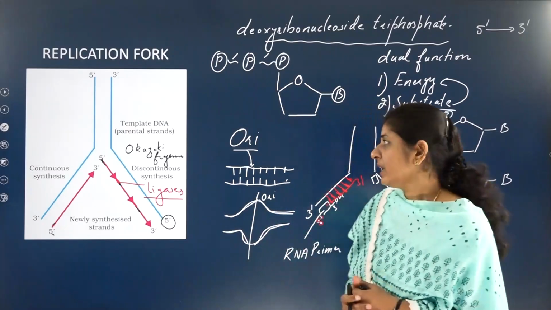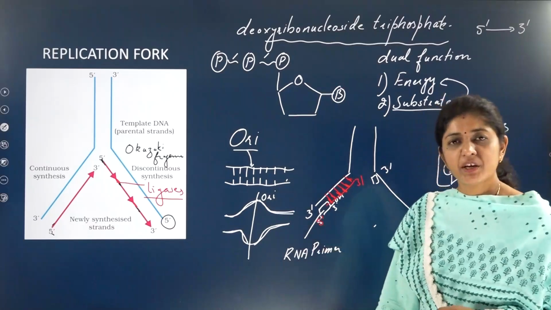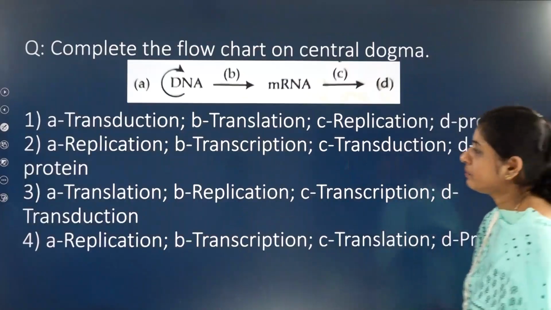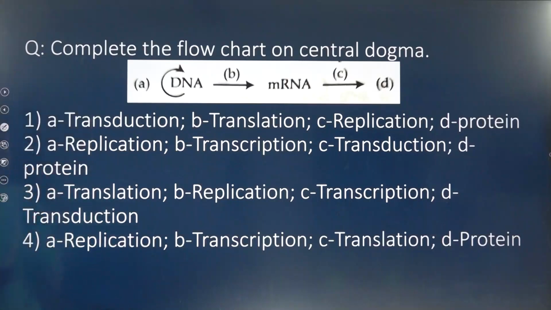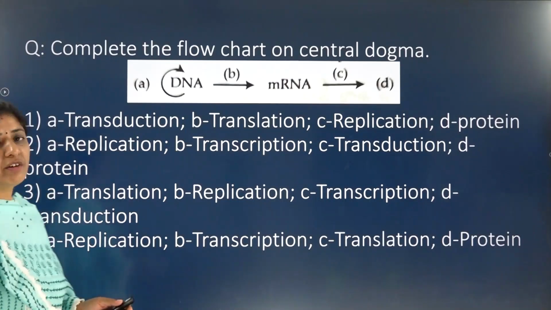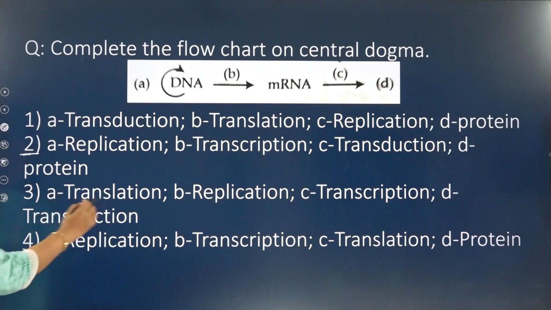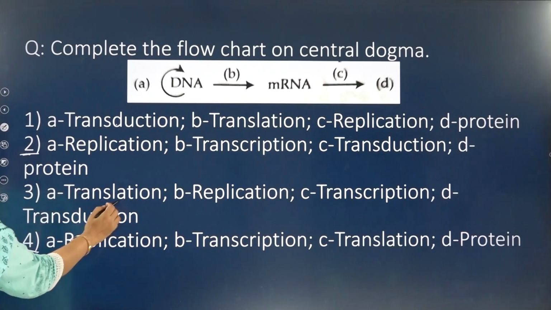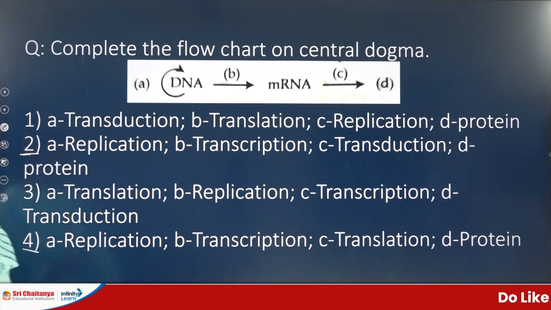Fine. Okay, now let's talk about some of the questions, PYQs, which have appeared. I am taking the first question here: complete the flow chart on central dogma. Just now I discussed with you what A stands for here: replication. So can I say we are now in doubt between 2 and 4, because for A here it is given transduction, and here translation. It is not like that. So we are left with 2 and 4. Let's take B now.